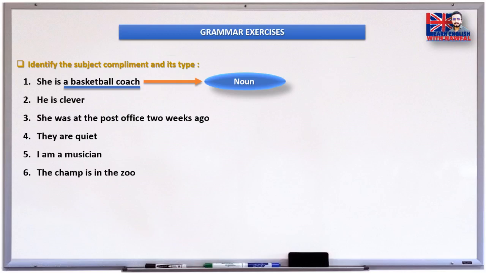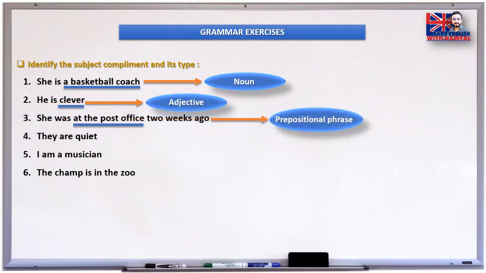Good. He is clever. Yes, the subject complement is clever and it is an adjective. Great. She was at the post office 2 weeks ago. Great. The subject complement is at the post office and its type is a prepositional phrase, because here we have at, which is the preposition of place, and the post office is the noun. That's why we can call it a prepositional phrase.